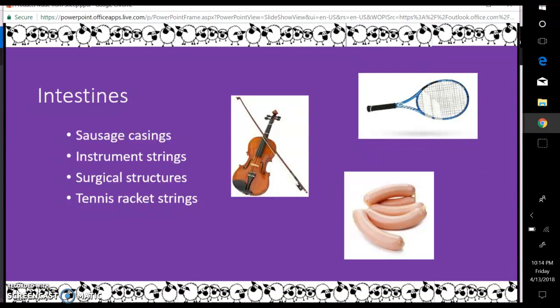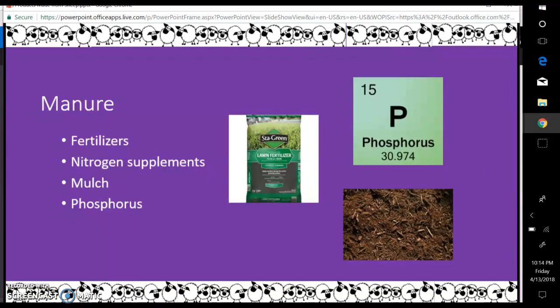Next, we have the intestines. The intestines of a sheep go on for miles. They're excruciatingly long, so it's very beneficial that we can use them for things such as sausage casings when you buy meat at the store, instrument strings like on violins, surgical structures, and tennis racket strings.